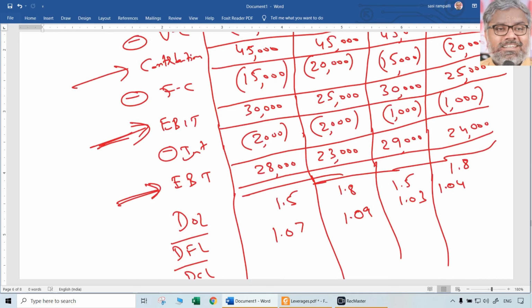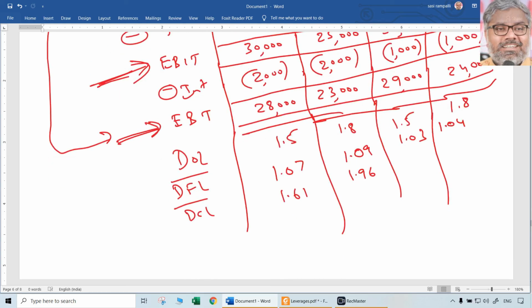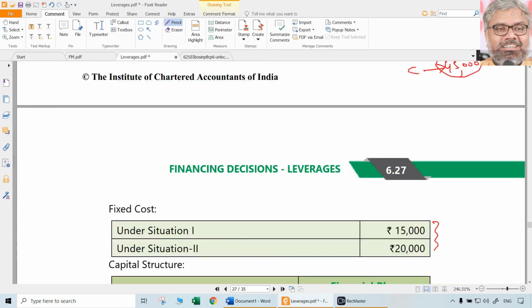Degree of combined leverage, straight away you can directly use this formula. Contribution divided by EBT, that is better than multiplying operating and financial leverage, because decimals will definitely be giving us different results. So contribution 45 divided by EBT 28. 45 by 28, 1.61. 45 by 23, 1.96. 45 by 29, 1.55. 45 by 24, because contribution is anyway same in all cases, 1.875. That is the answer. So total how many calculations finally we had to do was 9 calculations.